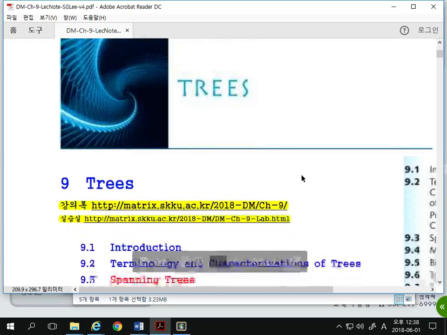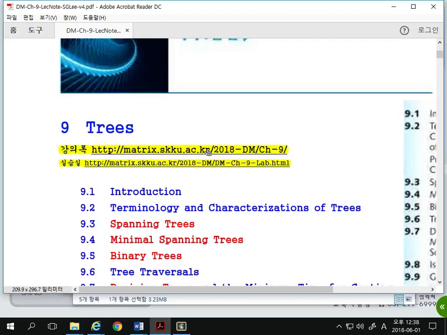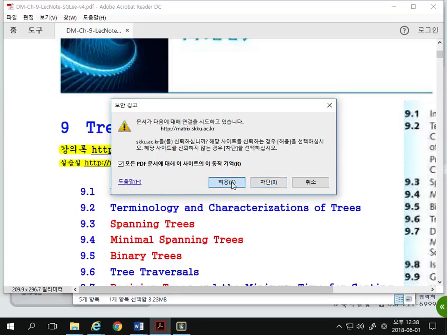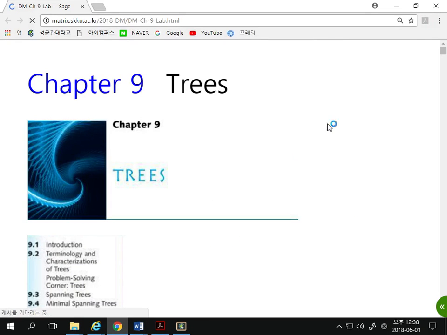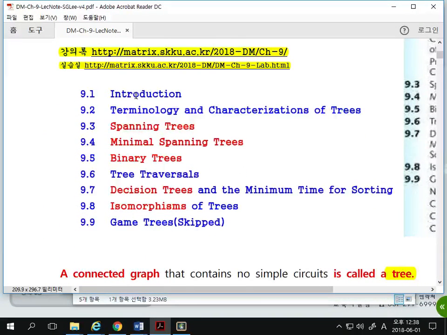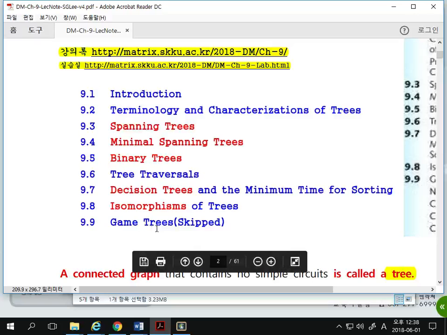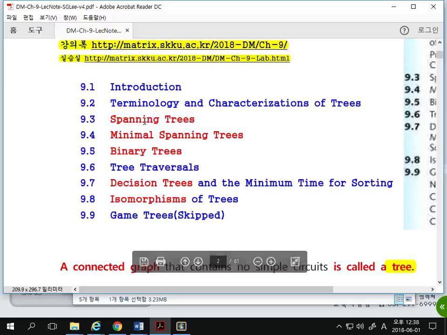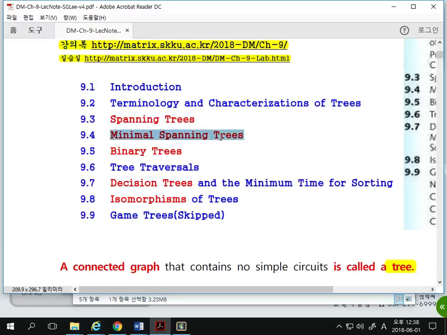Chapter 9. You can find this lecture note on the web and the laboratory for trees at this web address. It has 9 sections, including terminology, spanning trees, minimal spanning trees, binary trees, tree traversals, decision trees, and isomorphism of trees.